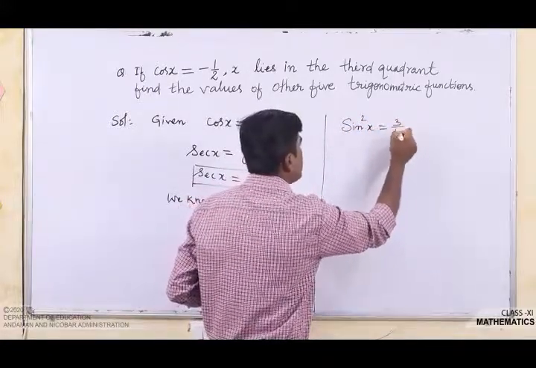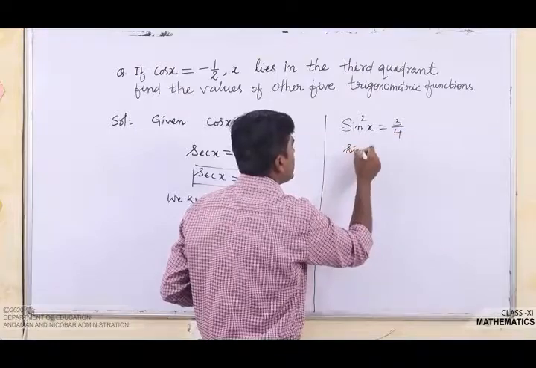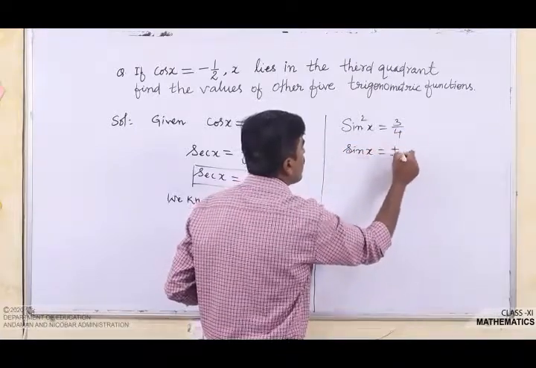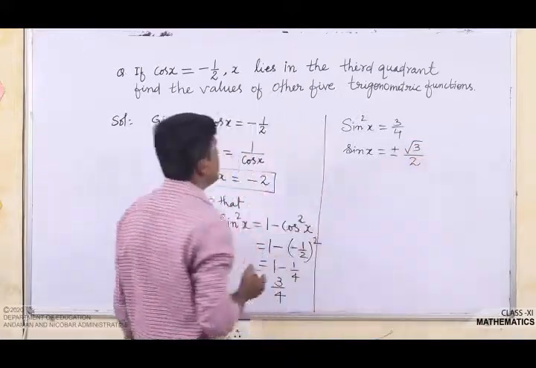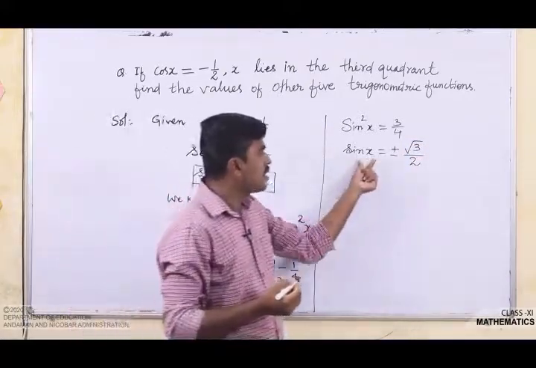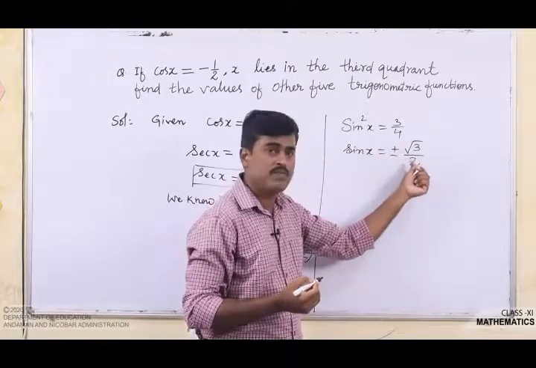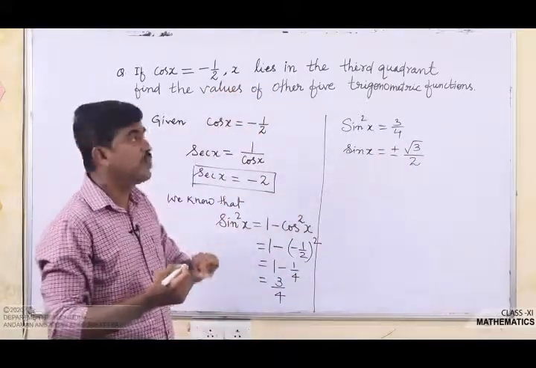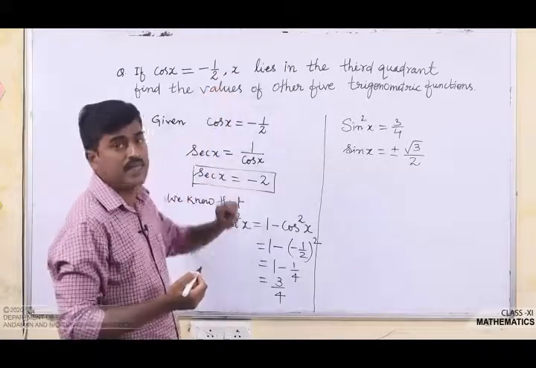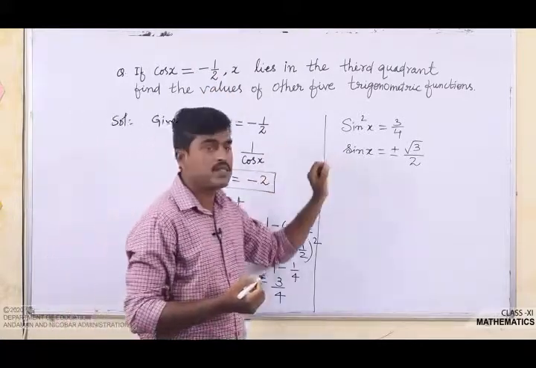So, we can write sin x is equal to plus or minus root 3 upon 2. But here sin x being plus or minus root 3 by 2 is not possible. Why? Because this x lies in the third quadrant and we know that in the third quadrant sine is negative.